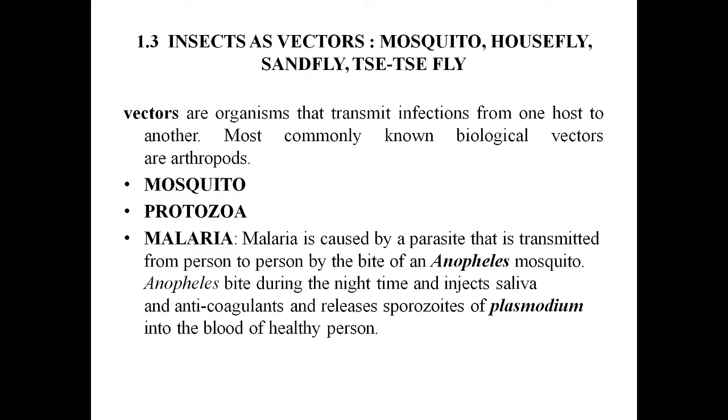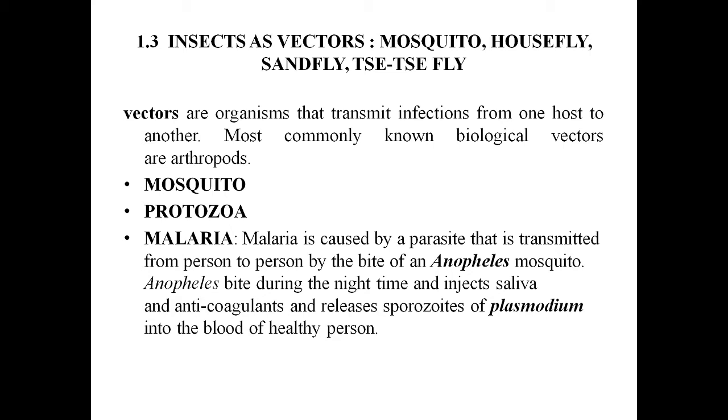Hello students, today we'll discuss the topic 1.3, insects as vectors, and in that the four vectors are mosquito, housefly, sandfly and tsetse fly. What are vectors? Vectors are organisms that transmit pathogens from one host to another, and the most commonly known biological vectors are the arthropods. And these are the mosquito, housefly, sandfly, and tsetse fly.